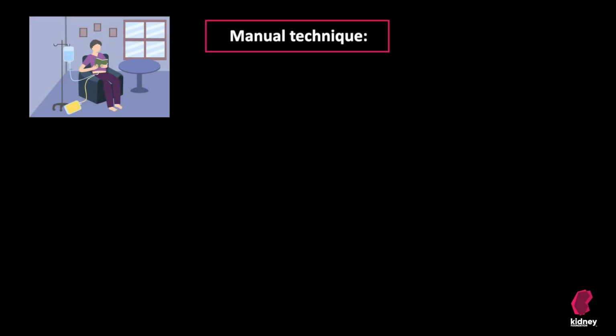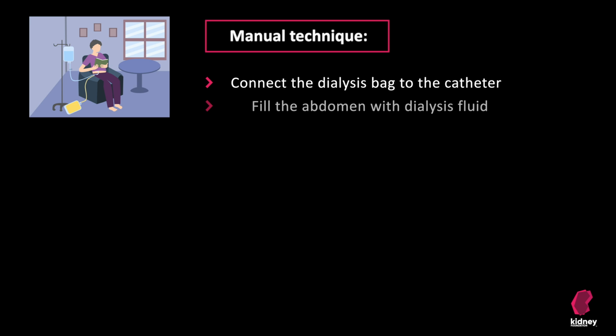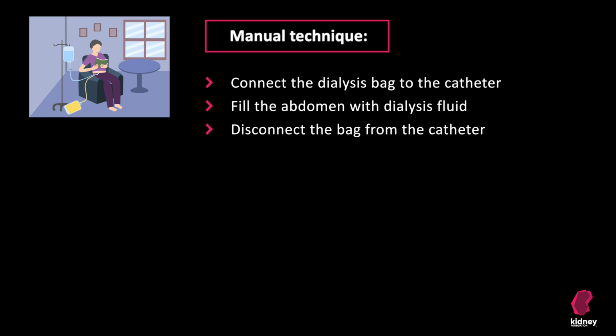Let's talk about the first technique, the manual technique. You connect the bag of dialysis fluid to the catheter and the abdomen is filled with dialysis fluid. Once the abdomen is filled, you can disconnect the bag from the catheter. You can do your usual activities for about 4 to 6 hours.